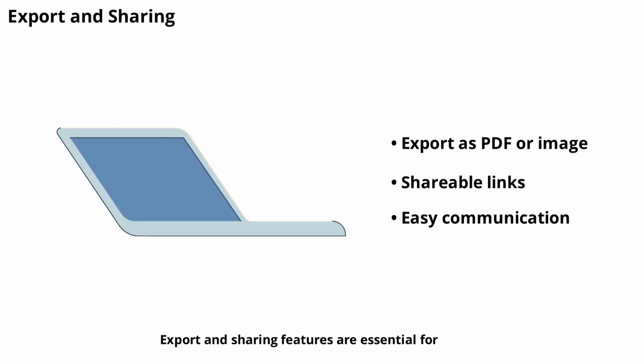Export and sharing features are essential for communicating plans with your team or external partners. Look for software that lets you export diagrams as PDFs, images, or shareable links. This makes it easy to print plans, email them to contractors, or display them on digital screens in your restaurant.